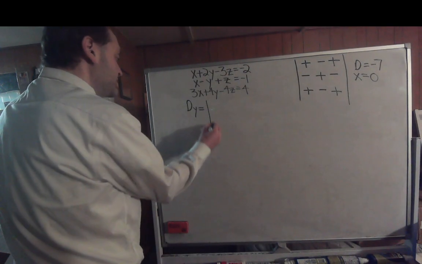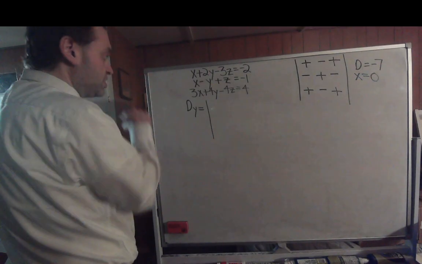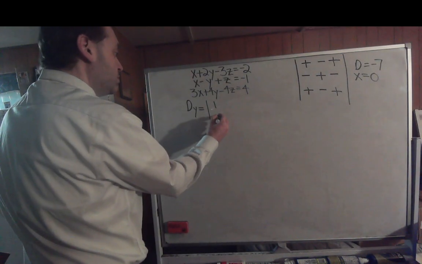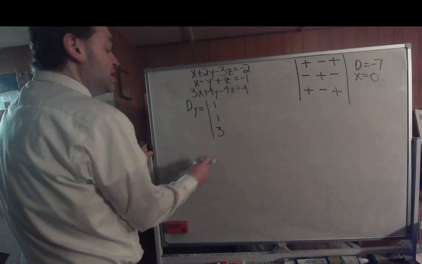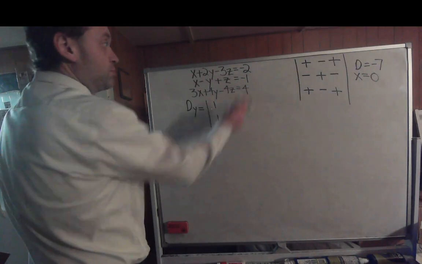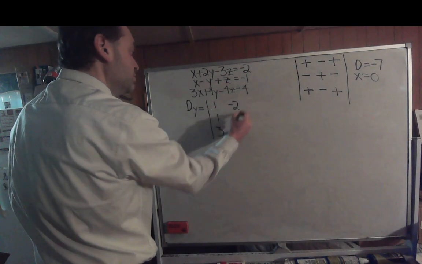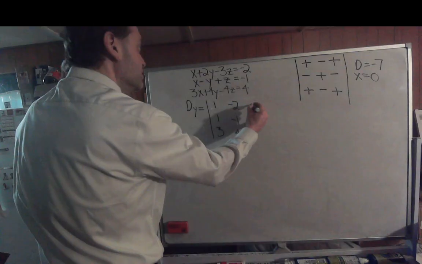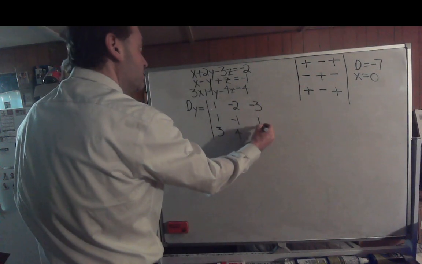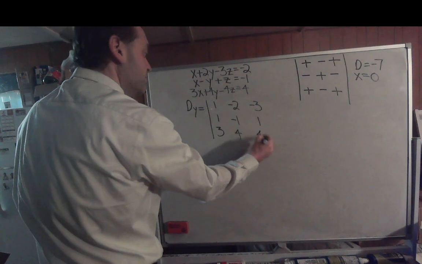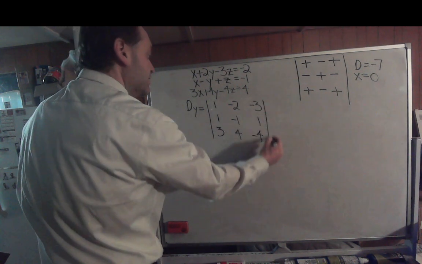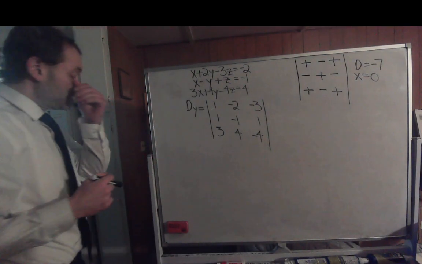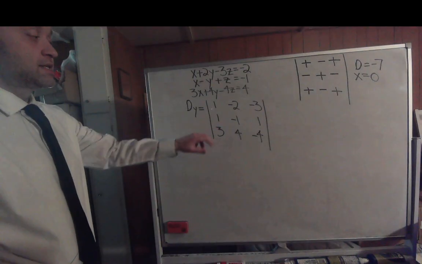This time for d sub y, we're going to set up another determinant. This time we leave the x coefficients alone, so it'll be 1, 1, and 3. But your y coefficients you'll replace with that -2, -1, and 4. Then you'll leave your z coefficients alone, the -3, the 1, and the -4. Okay. So there's our d sub y determinant.